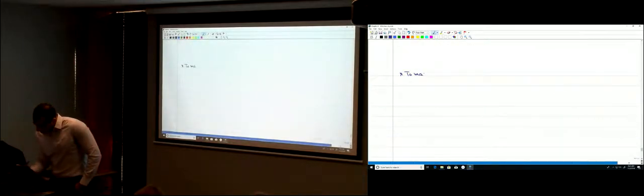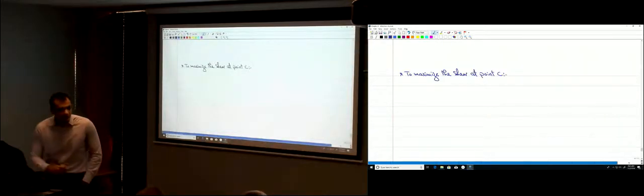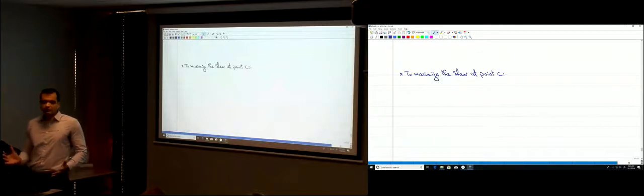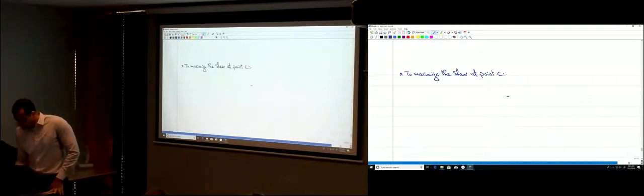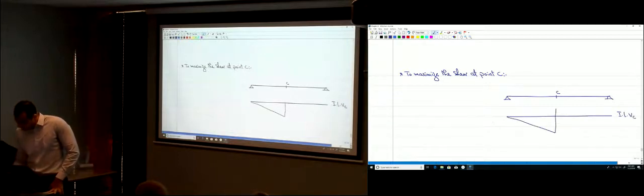To maximize the shear at point C, at the center of the beam, I need to draw the influence line for the shear at the center of the beam. This is point C. So draw the influence line for VC. Drawing the influence line for VC, it will look like this.